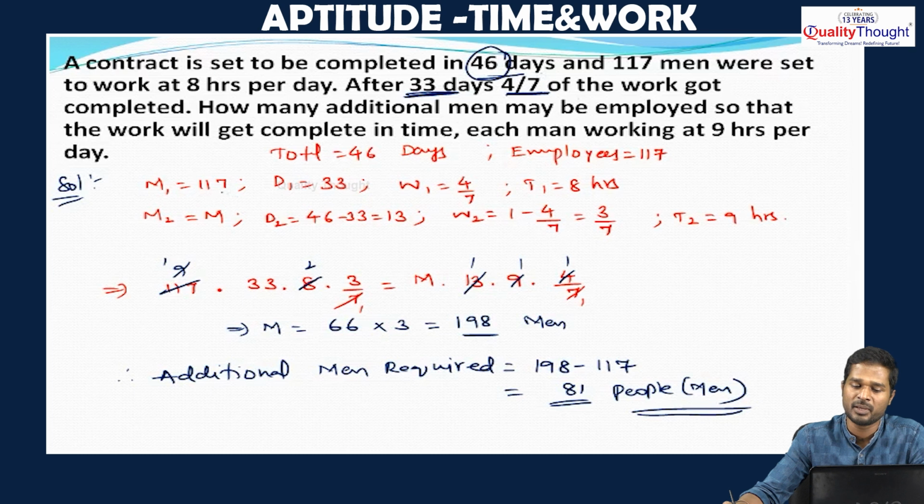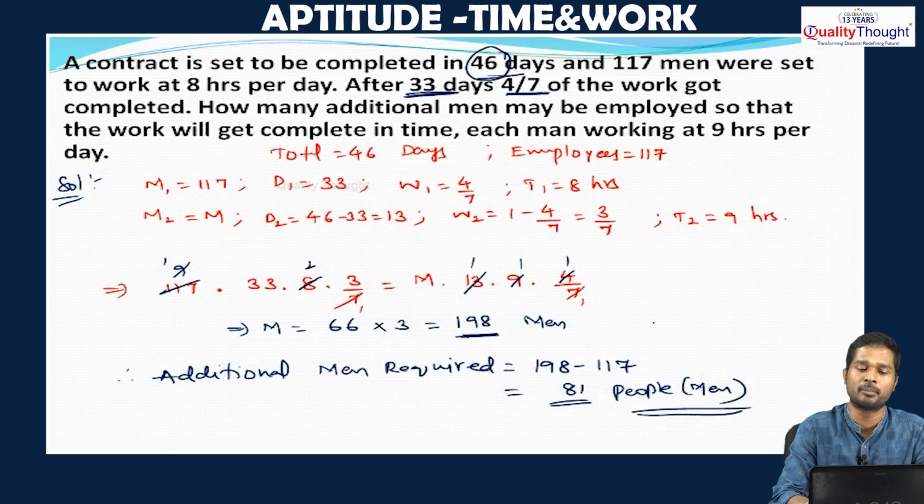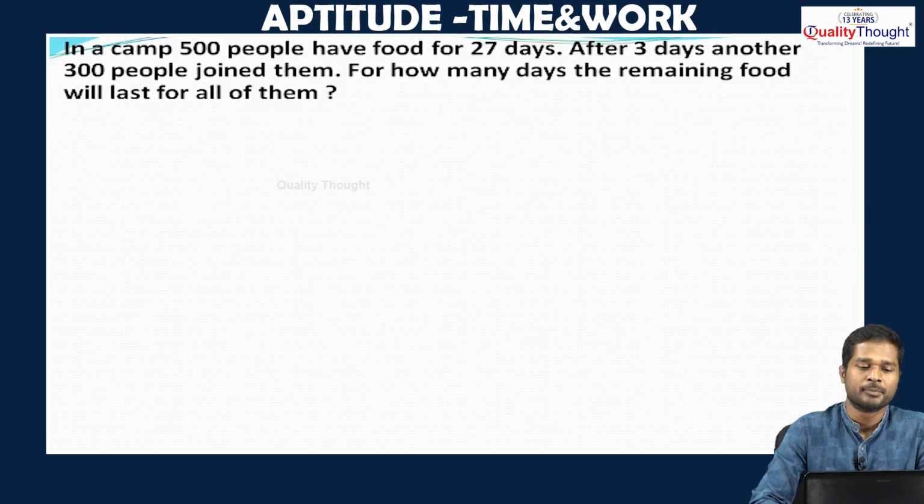See, 117 people can complete 4 by 7 of the work in 33 days at 8 hours per day, and 198 people can complete the work of 3 by 7 at 9 hours per day in 13 days. So already we have 117 people. So 198 is the number of people we require to complete it in the given number of days. So 198 minus 117: 8 minus 7 is 1, 9 minus 1 is 8. So 81 more people are required to complete the work in the given number of days. Okay, we will see the next question.